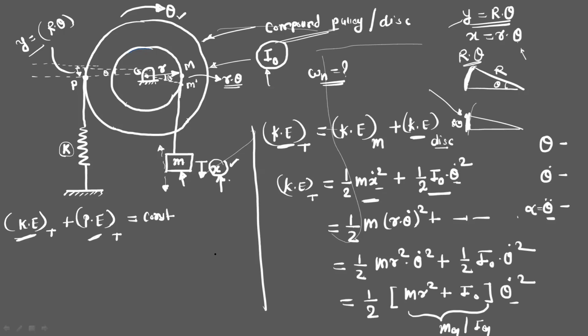Now we have to find the potential energy. The total potential energy for the system, as there is only one spring, we will write as 1 by 2 k. Now consider the deformation of the spring. X is the displacement of the mass, it is not the deformation of the spring. So what is the deformation of the spring? It is y. So I will write here 1 by 2 k y square. The general equation for a spring is 1 by 2 k x square.